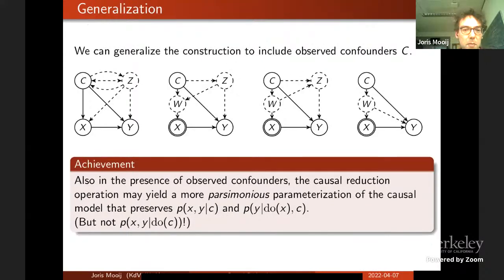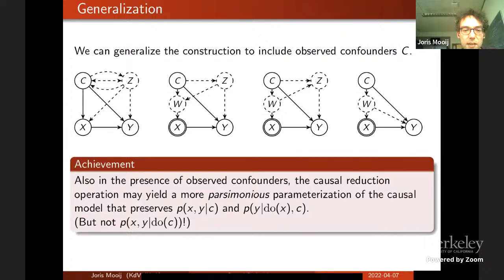Okay, now often we also have some observed confounders. For example, H in the booster vaccination example might be available as a measured confounder. We can then do basically the same derivation in the presence of these observed confounders C. I won't go into detail here, but the four diagrams illustrate the same series of steps as before, but now we also have this variable C.